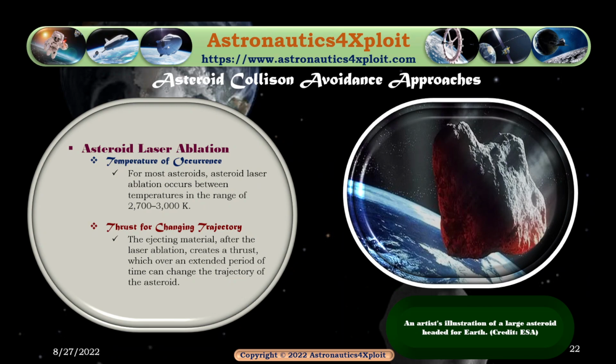For most asteroids, laser ablation occurs at temperatures in the range of 2700 to 3000 Kelvin. Thrust for changing trajectory. The ejecting material after the laser ablation creates a thrust, which over an extended period of time can change the trajectory of the asteroid. This picture shows an artist's illustration of a large asteroid heading towards the Earth.